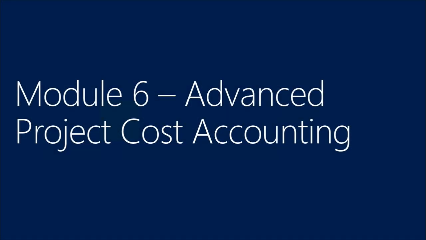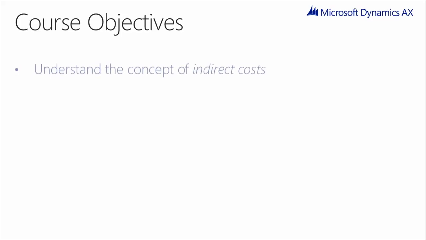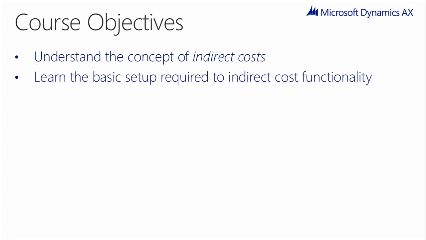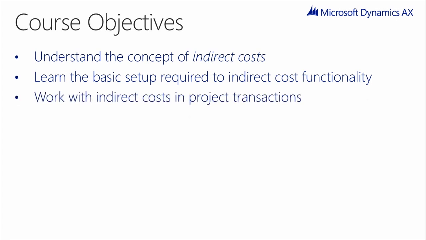In this course, we'll look at two advanced features for project costing: indirect costs and effective labor rate. We'll look at the concept of indirect costs, and then we'll look at the basic setup required to get the indirect cost functionality working, and then we'll work with them in project transactions.